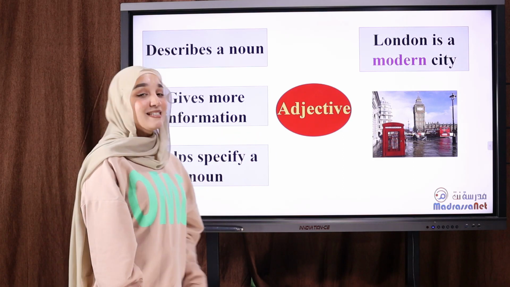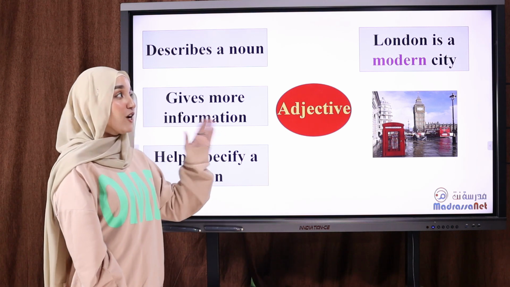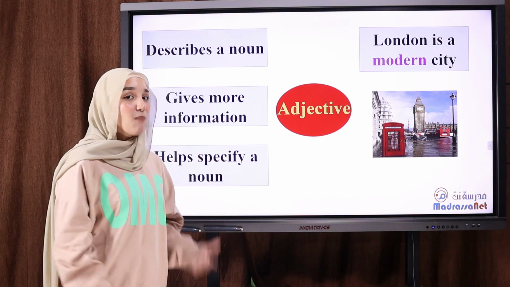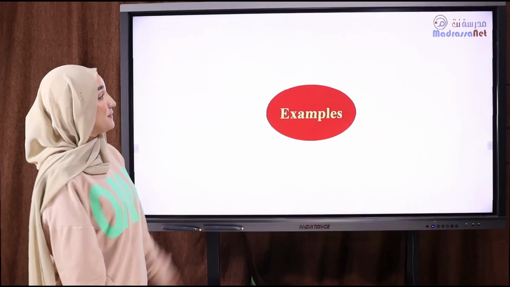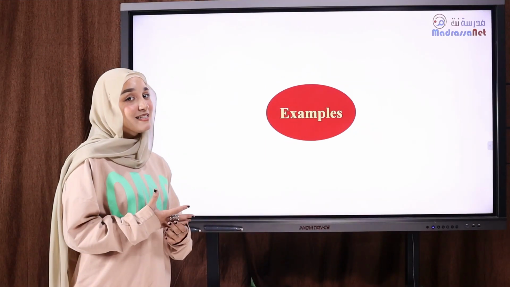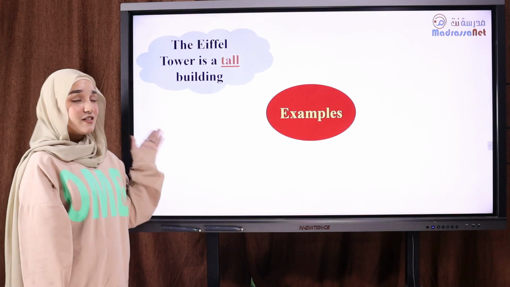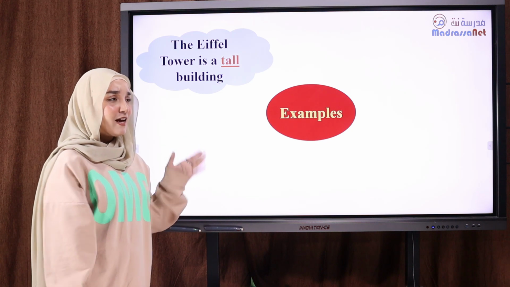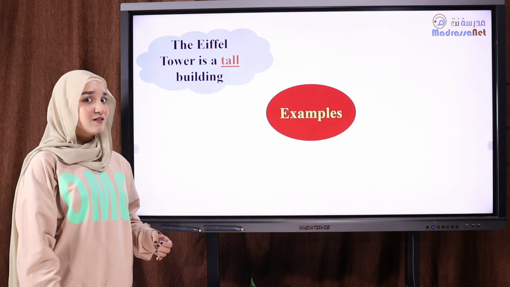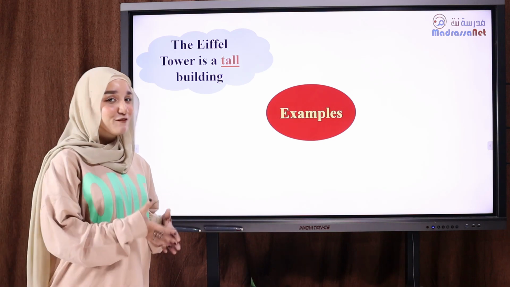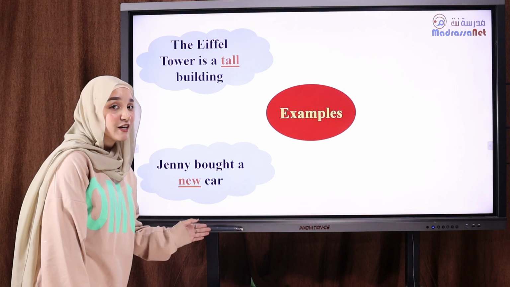London is a modern city. This is a picture that represents the city of London. So we are describing the city of London being modern. So modern is the adjective. Let's take a look at more examples to understand better. The Eiffel Tower is a tall building. Everyone knows the Eiffel Tower, right? It's in France. And it's really, really tall, which is something we are going to talk about in a few minutes. Next example. Jenny bought a new car.